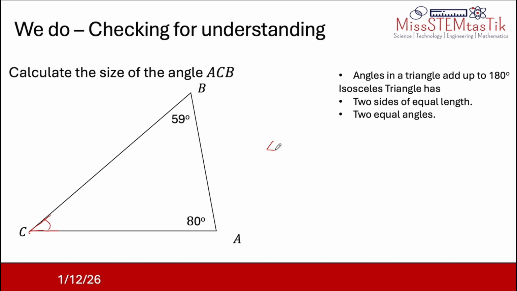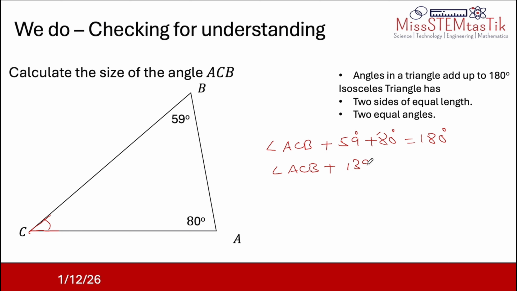Okay, so calculate the size of angle ACB. So ACB plus 59 degrees plus 80 degrees is equal to 180 degrees. Sometimes we write angles as ACB, and the angle that we're interested in is the middle letter.